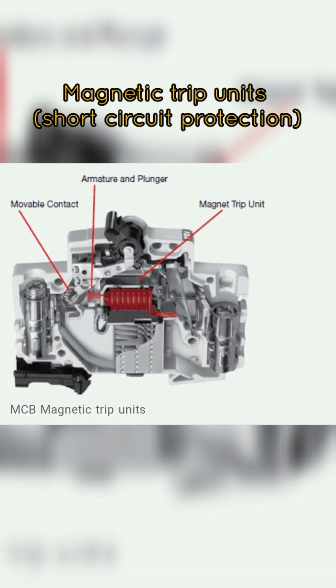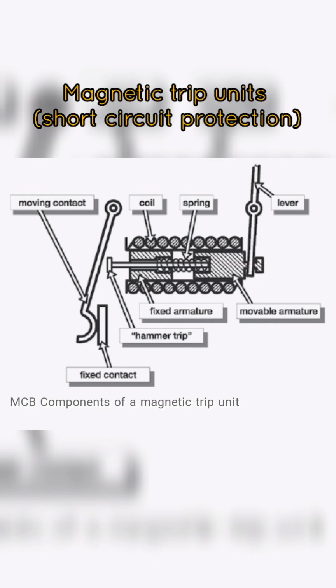When there is a short circuit, a high magnitude of current passes through the coils, creating a magnetic field that attracts the movable armature towards the fixed armature. The hammer trip is pushed against the movable contact and the contacts are opened. The opening of the breaker's contacts during a short circuit is complete in 0.5 milliseconds.